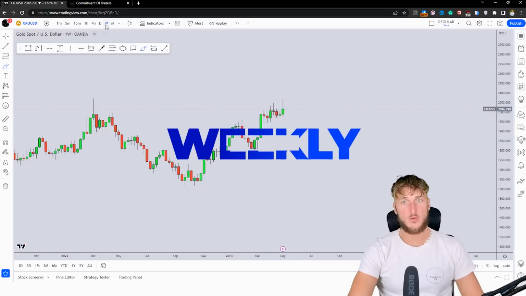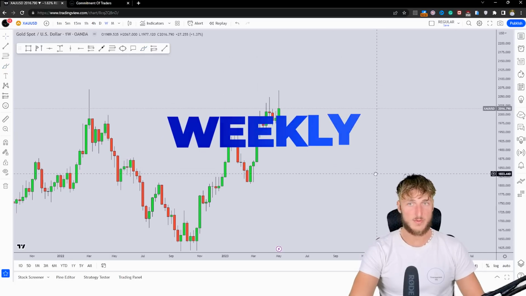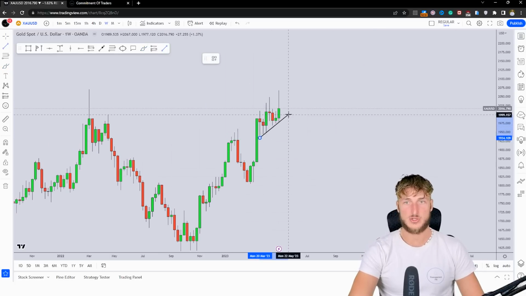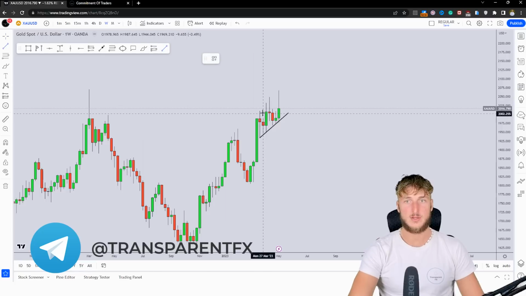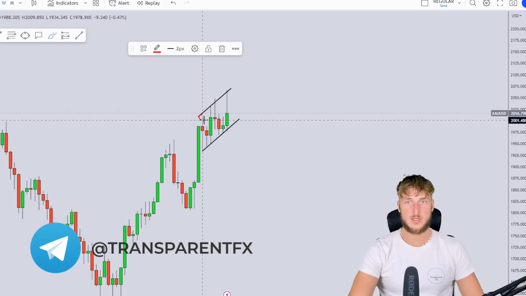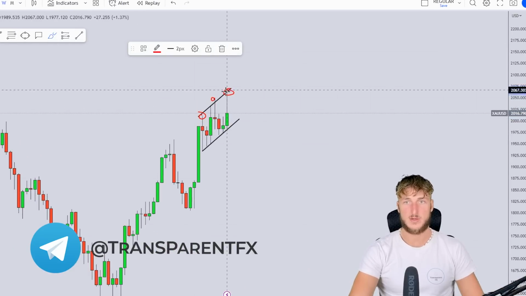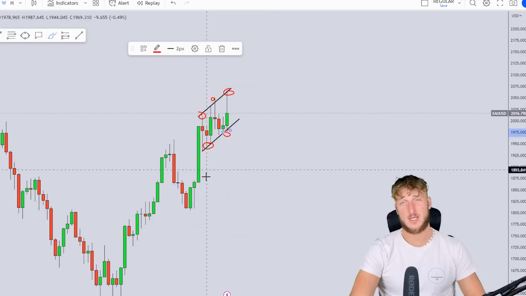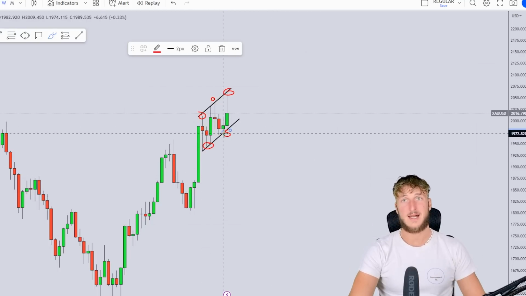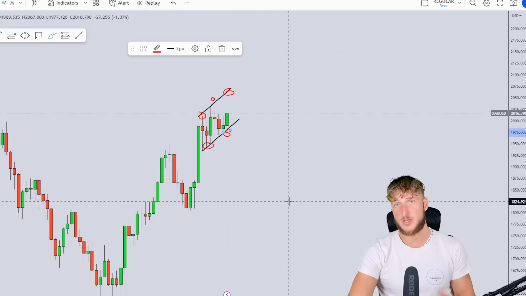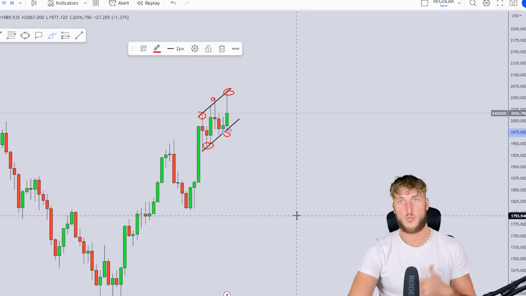Dropping down on the weekly time frame, what do we see? Well, from a weekly perspective, we can see how at the moment the market is trapped in this channel. We can see how we already had three higher highs. The first one was here, the second one was here, and the third one was here, and we already had here two higher lows. Now, a situation like this usually indicates a deceleration of the market and essentially the bullish side of the market losing its grip.